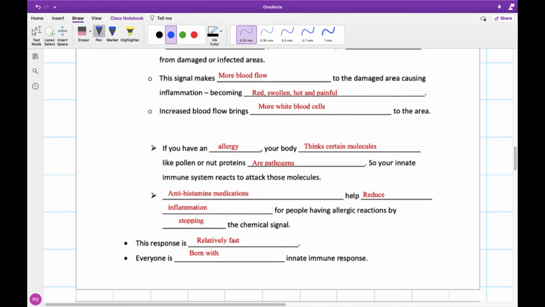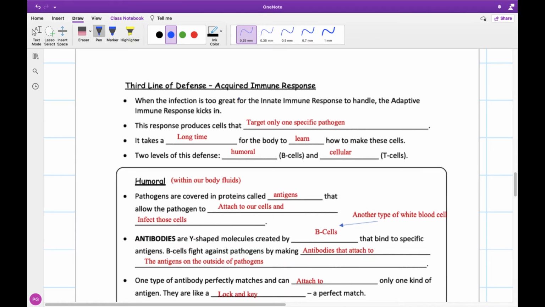And everyone's born with their innate immune response. We mentioned that at the start briefly. Your innate just means that you're born with it or you already have it. Now, our third line of defense is a little bit different. This is our acquired immune response. And this is our third line of defense because this only comes into play if our first and second line of defense fails. So they're in order.